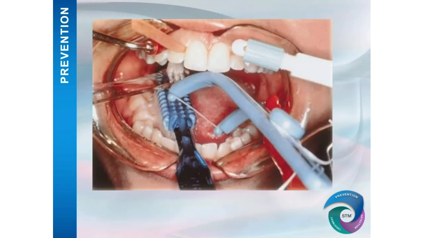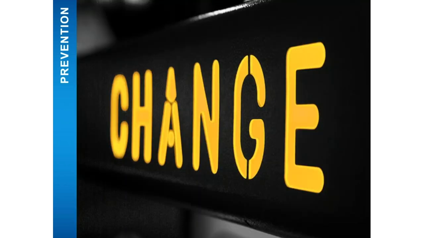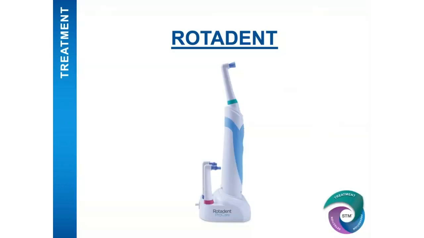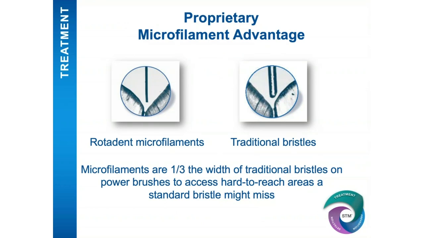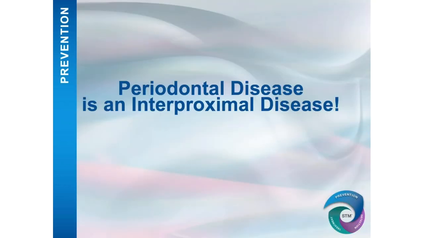So instead of giving our patients all these things, knowing that they're not going to use them, in the program, we tell doctors, change. We have to stop doing this, so we don't discourage the patient. And as a result, we recommend using one device, simple, easy to use, and that's called the Rotodent. It's got a very fine, small head. What's proprietary about it are the filaments. These filaments are very thin and very soft and they can actually get subgingival, much better than any traditional bristle on an Oral-B or Sonicare.